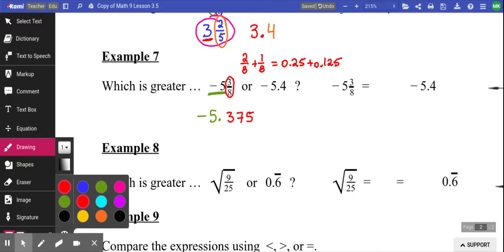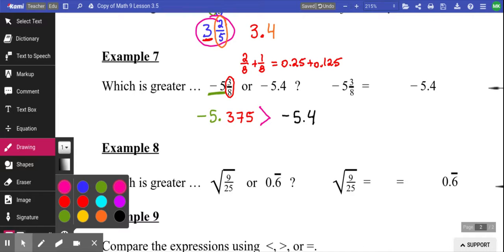I'm now asking myself which number is bigger, -5.375 or -5.4? Because they're negatives, -5.4 has gone further left. Therefore, -5.375 is greater than -5.4. Another hard one, right? The 8s are very hard. What about the 25s?